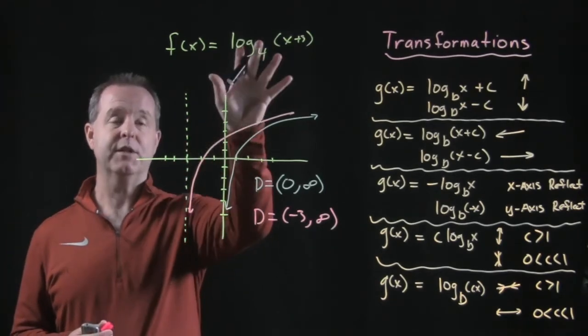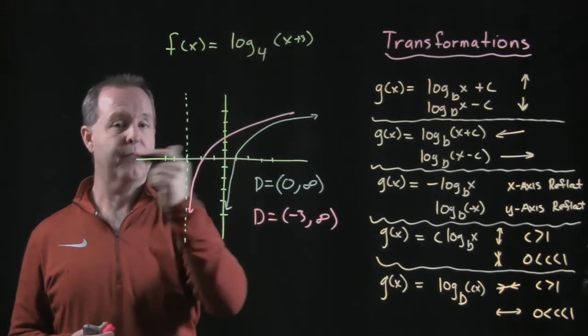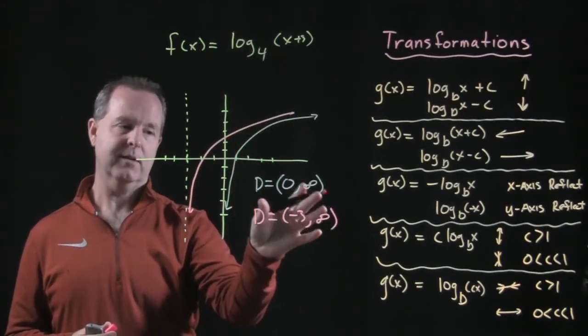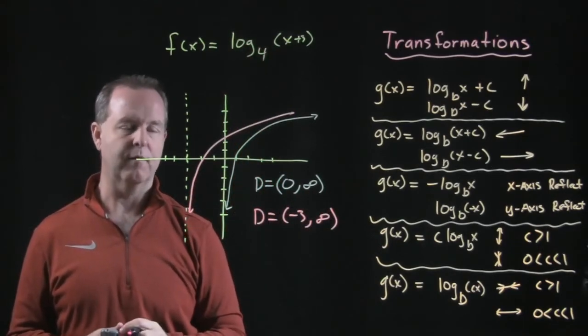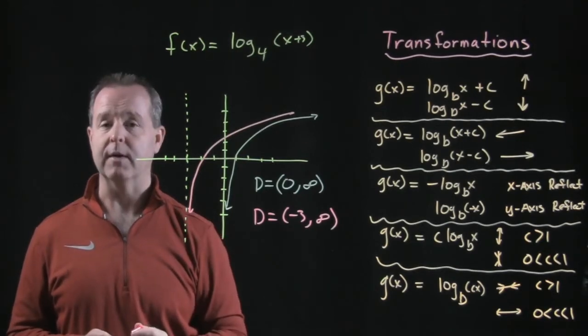So the domain of the logarithm shifted over 3 units is also shifted. Well, not shifted over, but it includes 3 more units to the left.